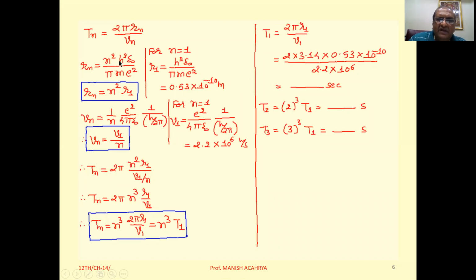So here simply we can write Rn, that is n square into R1, because this portion h square epsilon 0 upon pi me square, that is R1. Okay. Then here we already proved Vn, that is V1 by n, and V1. So for that, if we substitute all the values of the constants, then we will get V1, that is 2.2 into 10 raised to 6 meter per second. Actually this R1 and V1 we already calculated in one example.